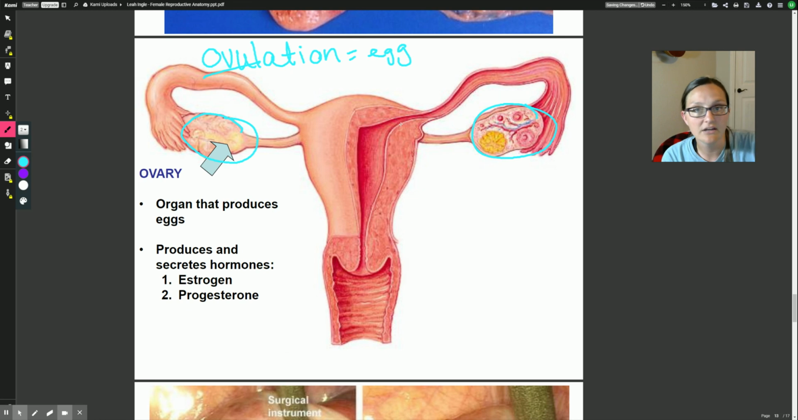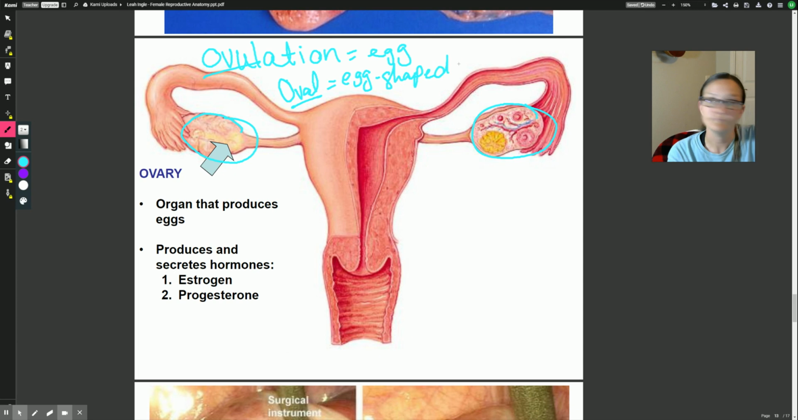And I can't remember, anyway. An example for that would be an oval. Oval, right? Ova. And an oval is egg-shaped. So there you have it, another example.